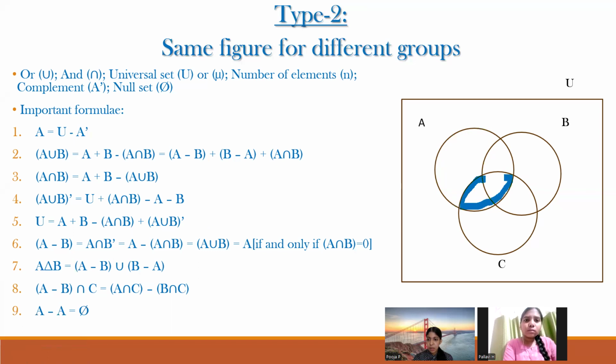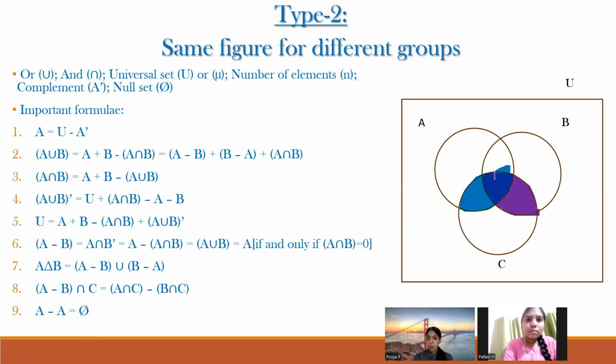This whole thing will be considered as A intersection C. Do you agree with me? Yes, ma'am. Okay. So in that case, the next half of the equation is B intersection C. So they have asked B intersection C, and B intersection C is this region. So do you agree with me that this is B intersection C? Yes, ma'am.